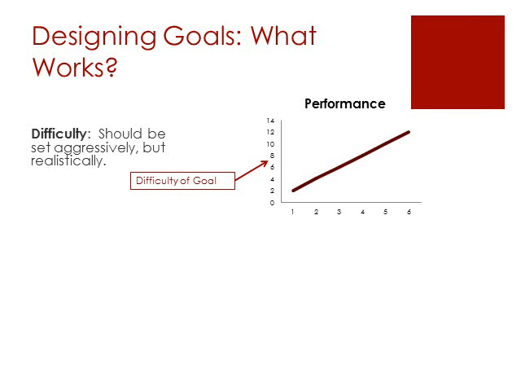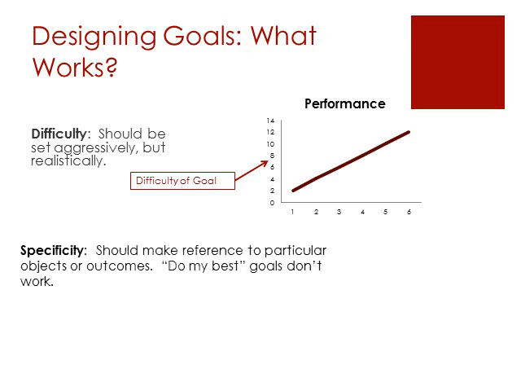And then what do we know about the kinds of goals that work to improve performance? Well, the first thing we know is that goals should be set in a challenging way. There is a linear correlation between the difficulty of the goal and the performance improvement. It should be realistic, but still aggressive. The goal should be specific, so it really should reference a particular object or outcome. So do-my-best type goals, we know they don't work. And then finally, as concrete as possible.